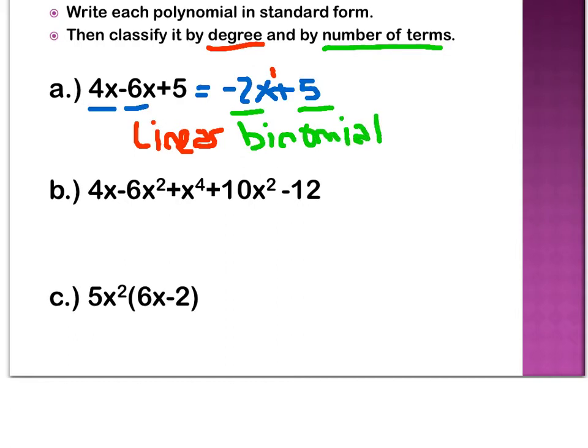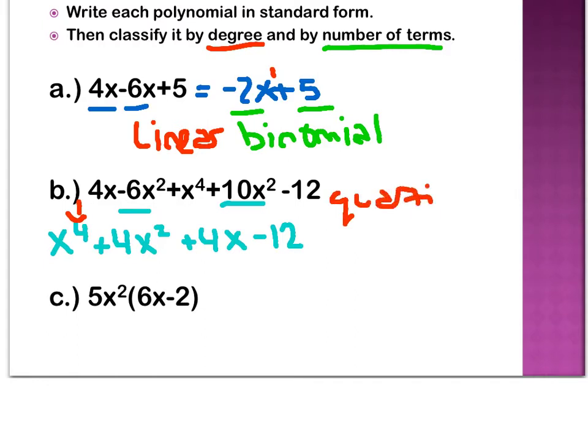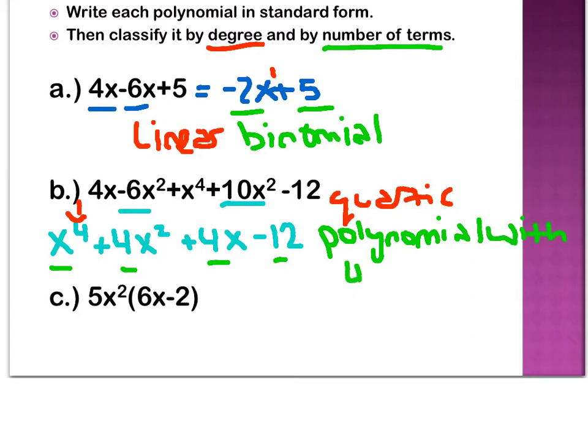All right, now this second one here is also not in standard form, and I have like terms that need to be combined, so rewriting it in standard form. Notice I have no cubic term, but that's okay. You don't have to have each one represented. By degree, the highest degree here is 4, so that's quartic. And by number of terms, 1, 2, 3, 4, so it's a quartic polynomial with 4 terms. Remember, anything bigger than 3, we don't have a special name for it.